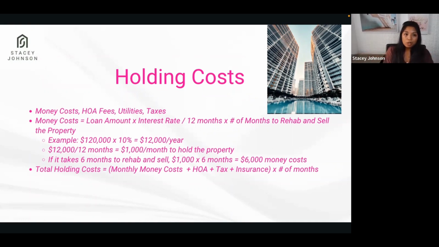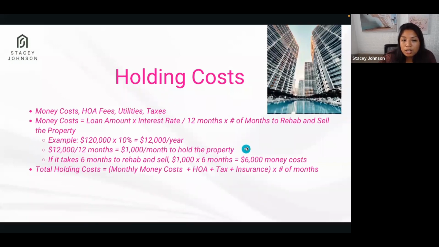So let's say that's the total amount that you're getting a loan on, because you're buying this property with none of your own money. You take that $120,000 and you multiply it by 10%, because that's your interest rate. So that's your total interest due over the whole year, that's $12,000 a year. If you want to understand your monthly cost, you guessed it right, you need to divide that by 12. So $12,000 a year divided by 12 months is $1,000 a month to hold the property. Just on money costs alone, you're spending $1,000 a month to hold this property.